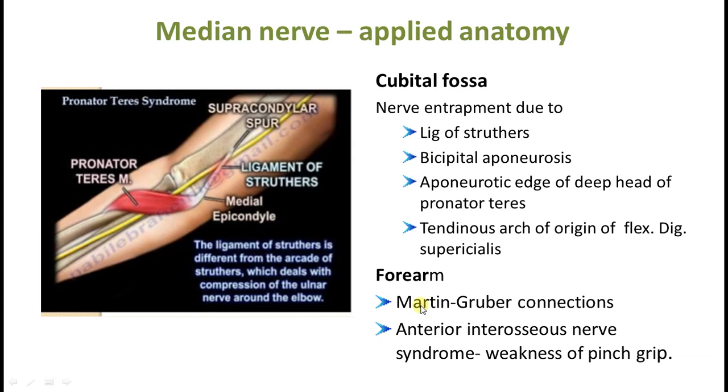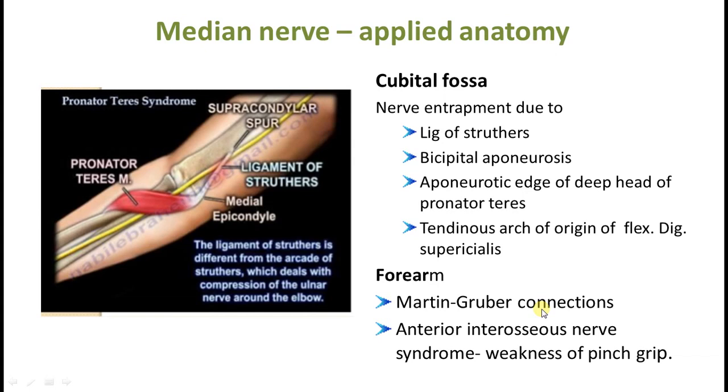Sometimes there is a connection between the median nerve and the ulnar nerve in the forearm itself. This is actually called Martin-Gruber connections. So definitely motor fibers pass between these two nerves. So in that case you should keep this in mind while diagnosing, because sometimes if there is such a connection, then naturally you should be very careful in diagnosing whether it is a median nerve injury or an ulnar nerve injury.